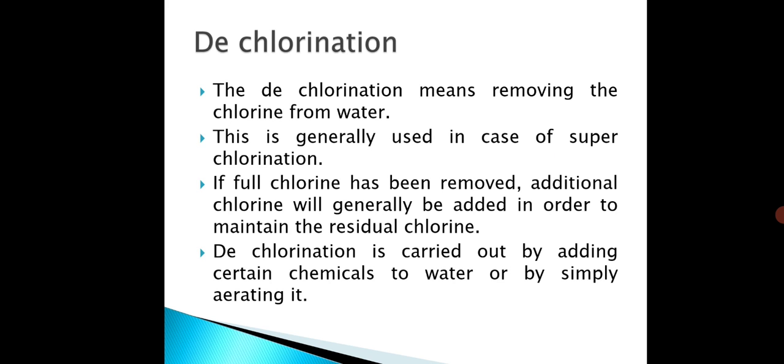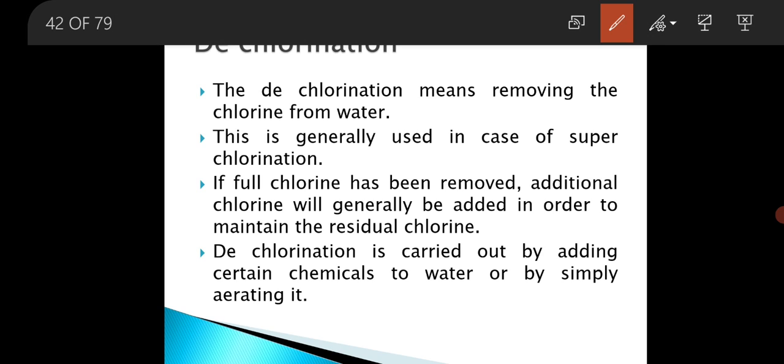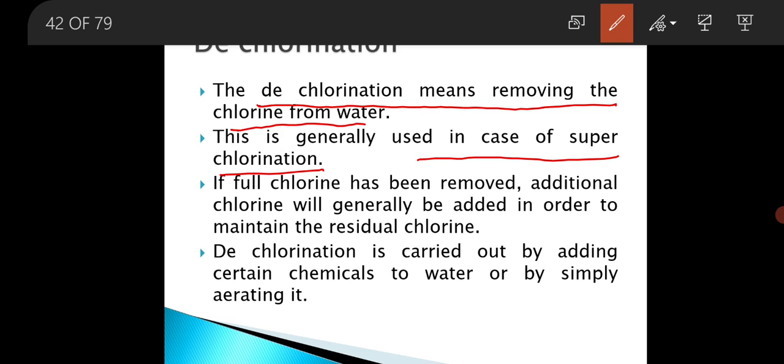Next process is dechlorination. Dechlorination means, as we have just discussed, removing the chlorine from water. This is generally used in case of superchlorination. This dechlorination process may either be carried out to such an extent that sufficient residual chlorine does remain in water after dechlorination, or otherwise, if full chlorine has been removed, then additional chlorine will generally be added to maintain the residual, because removing all the chlorine would make the water susceptible to contamination.